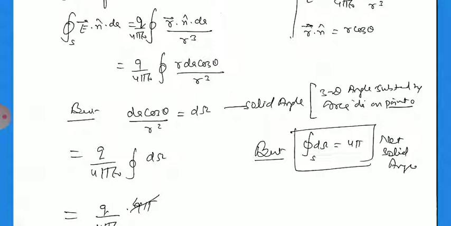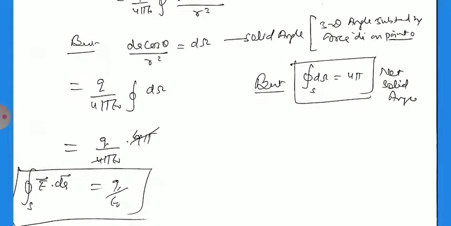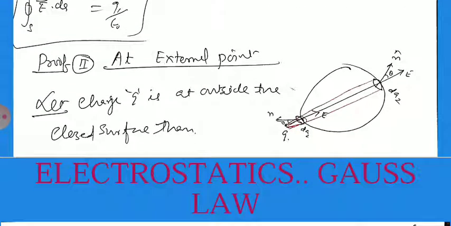So we can write Q by 4 pi epsilon naught multiplied by the 4 pi, and we obtain Q by epsilon naught. So it is the proof for the charge present inside the surface. Now the second point, at an external point, if you want to calculate the electric field, then how can we write?